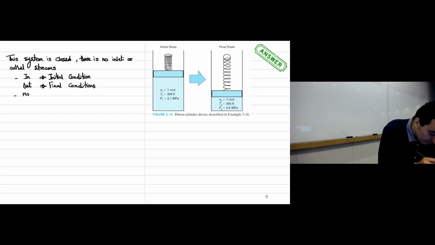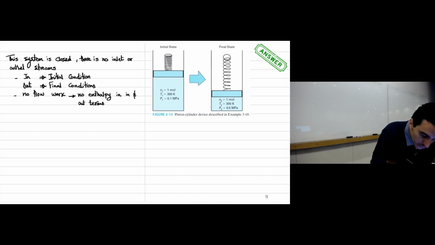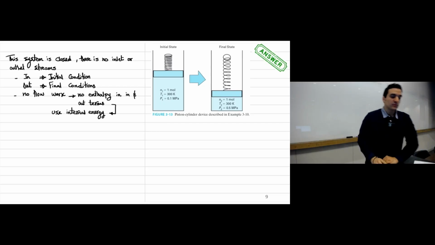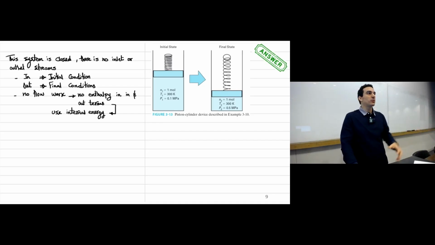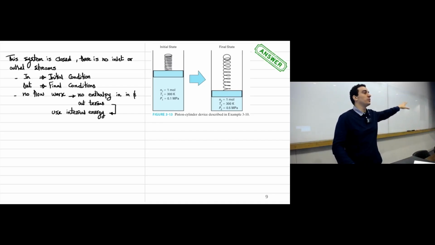This is the first thing you should keep in mind when we are talking about a closed system. Again, for a closed system we have no flow work. So this means we have no enthalpy in the inlet and outlet terms. In other words, we are going to use internal energy. Whenever we are solving an example for a closed system, all of these things should be applied.